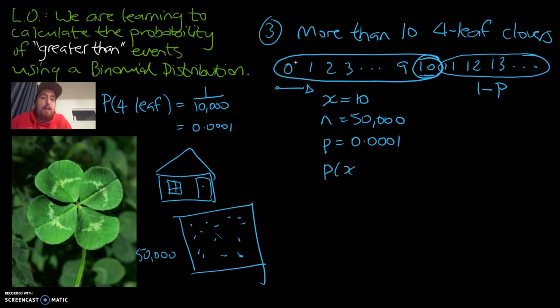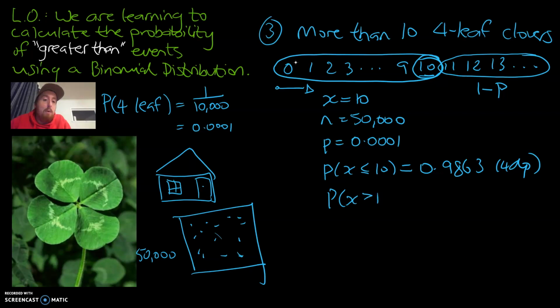When you put that in your calculator, the probability of getting 10 or less, so 10 or less, that is quite high, 0.9863, and that was rounded to 4 dp. So most likely we're going to be finding 10 or less. And that means the probability of finding more than 10 will be 1 minus that probability. And that would be 0.0137. And that was rounded to 4 dp. And as a percentage, that's 1.37%.